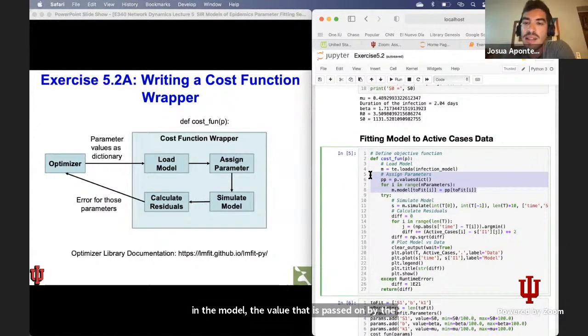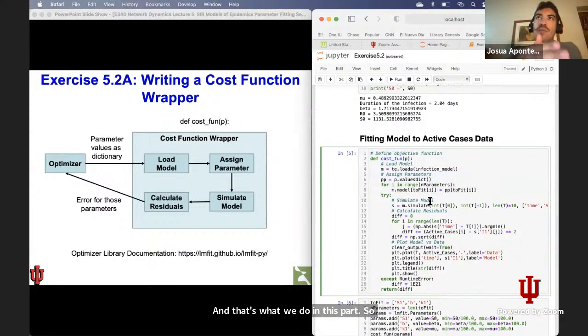And this is what these lines 5 to 8 are doing. So we look at the value, we look at what the optimizer is passing as a dictionary, and then for each parameter in the model, we assign a value that is given by the optimizer. And then we have to simulate the model. And that's what we do in this part.